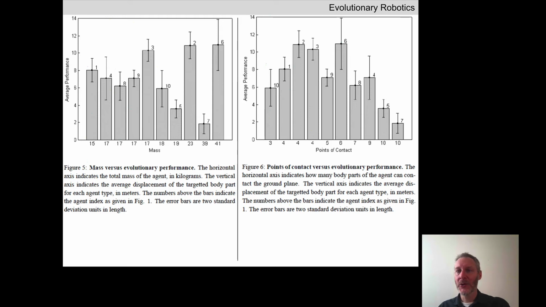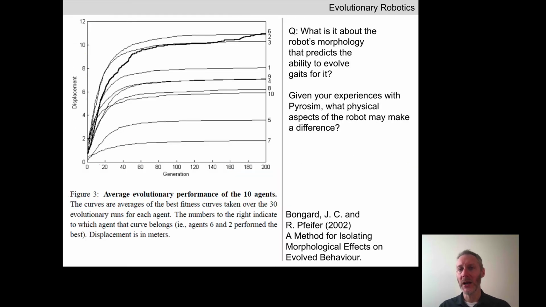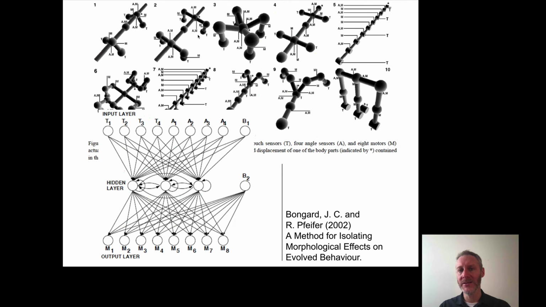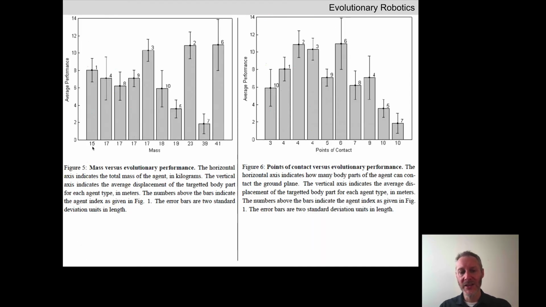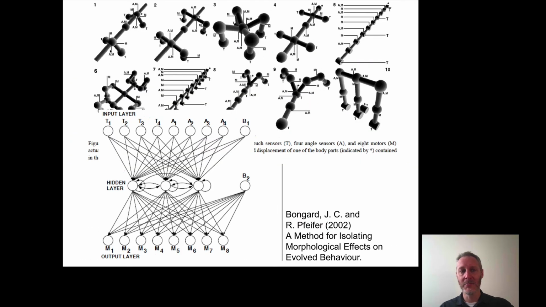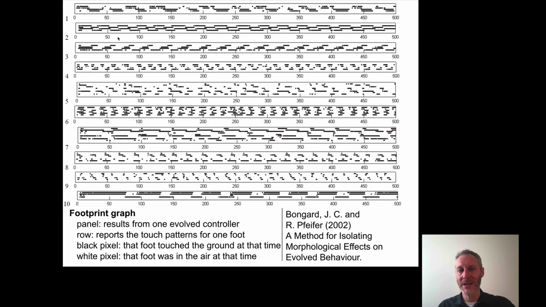Last thing we looked at in this paper was, again, to try and understand in a little more detail what it is about these different body plans that predicts whether or not it will be easy for evolution to find good gaits for them. So in the first case here, I computed the total mass of the 10 robots. So here's robot 1, robot 4, robot 8, and so on. Each of the body parts has a mass of 1. Again, our physics engines are kind of unitless, so it's not clear whether it's 1 pound or 1 kilogram. Doesn't matter. So basically, the number of parts that make up the robot, that's its total mass.